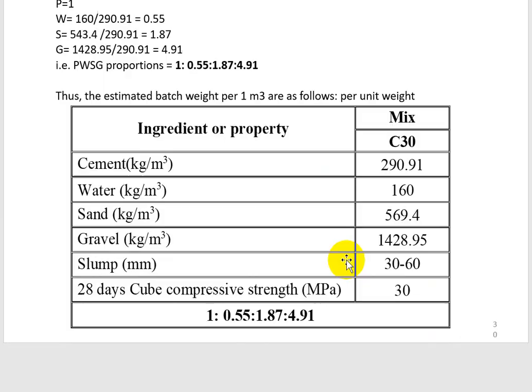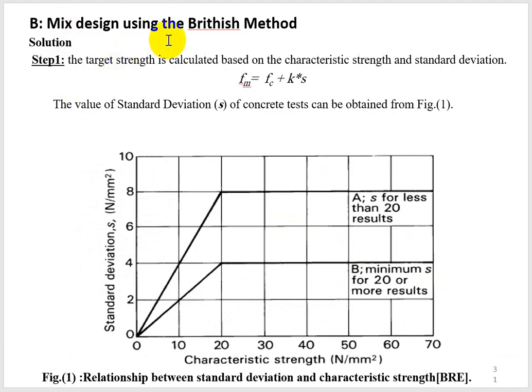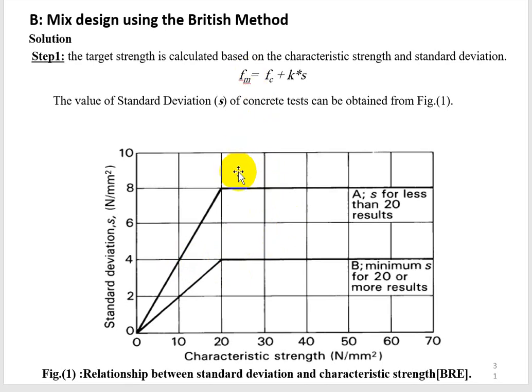So then we could go and use the same information and do the mix design using the British method. And we follow the same steps you have used in your homeworks, and the one that we explained in the previous example. So we use the same formula.